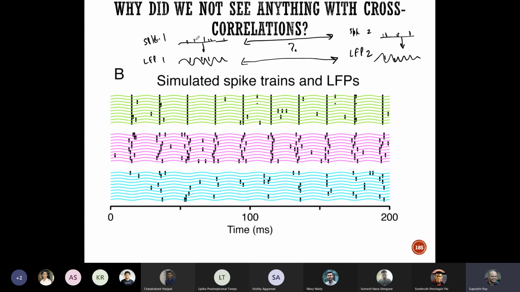The answer lies in the technique that we were using. In the next two slides, I will quickly explain this, and that will be the end of the spike LFP part. So here is a simulated spike train and LFP. The green is a simulated LFP. Here spikes are always occurring at the trough of the LFP, and then there are some spontaneous spikes as well, but very few.